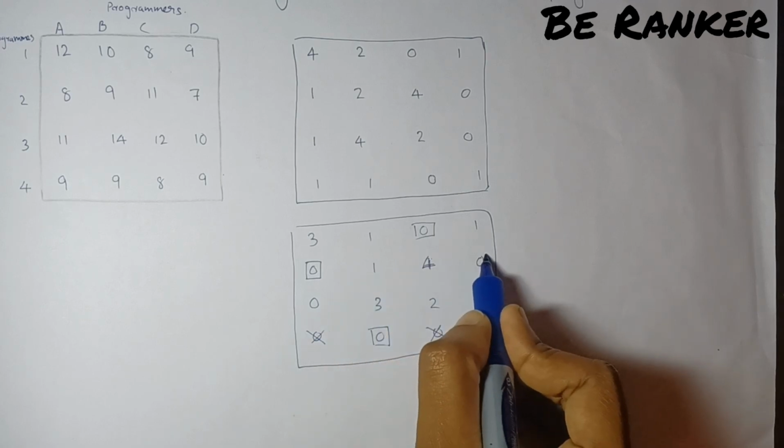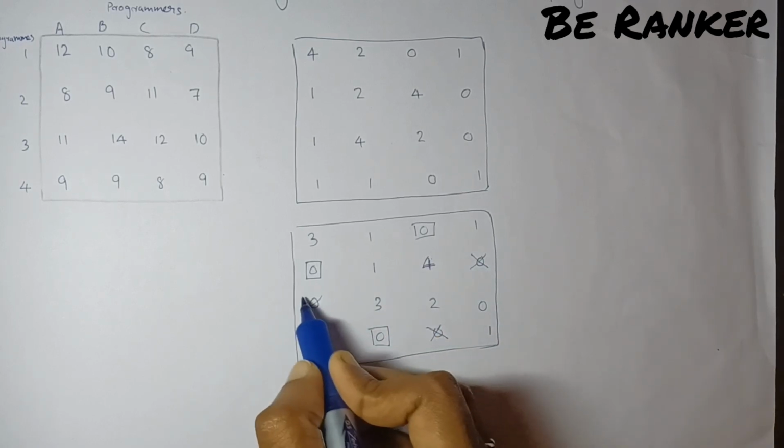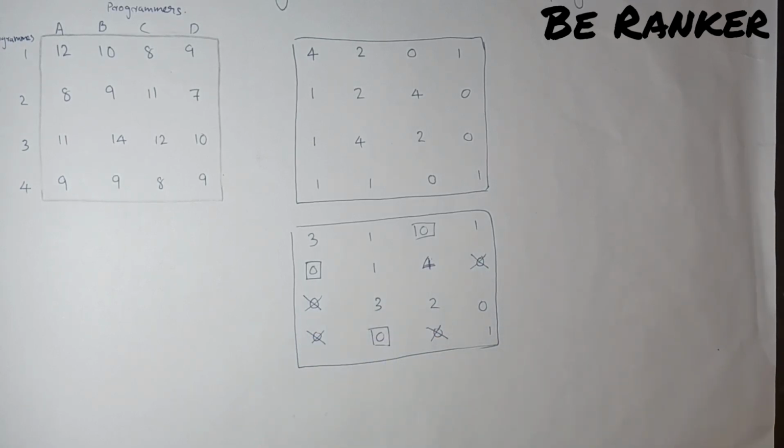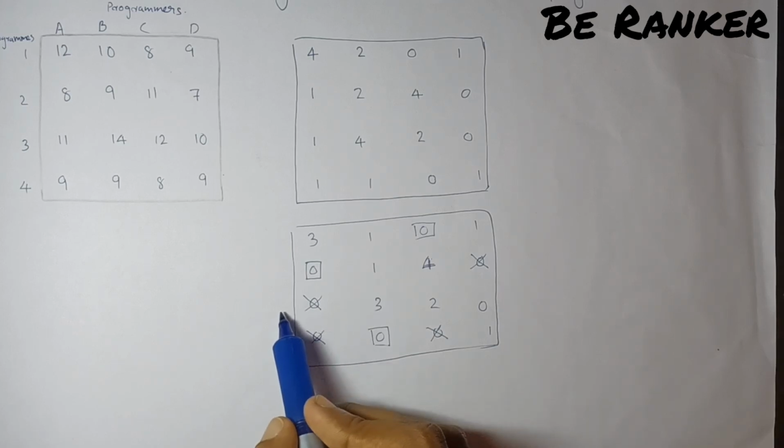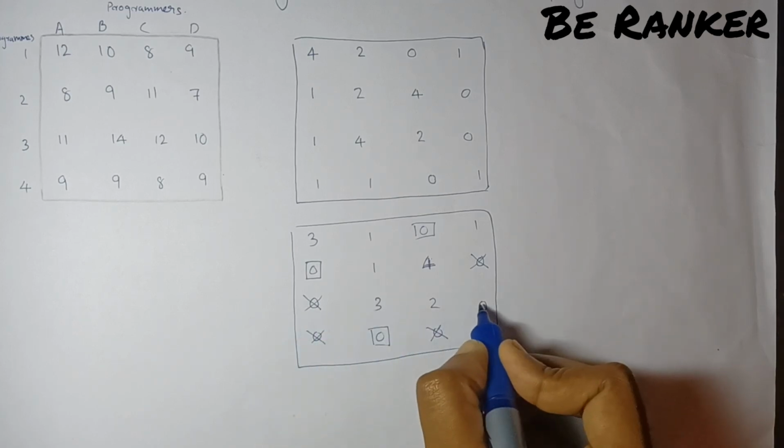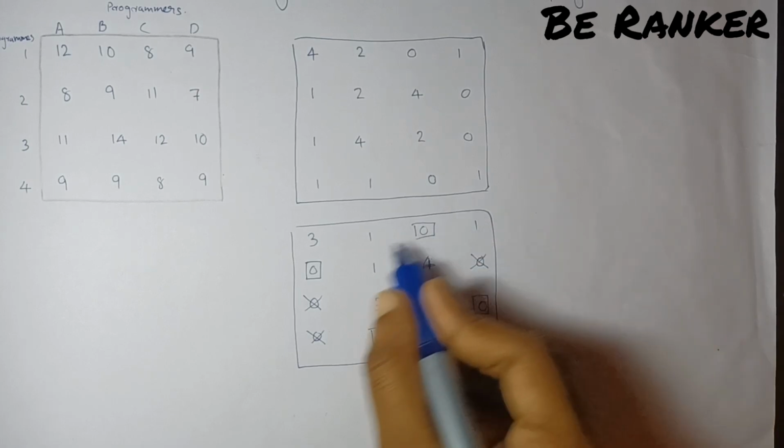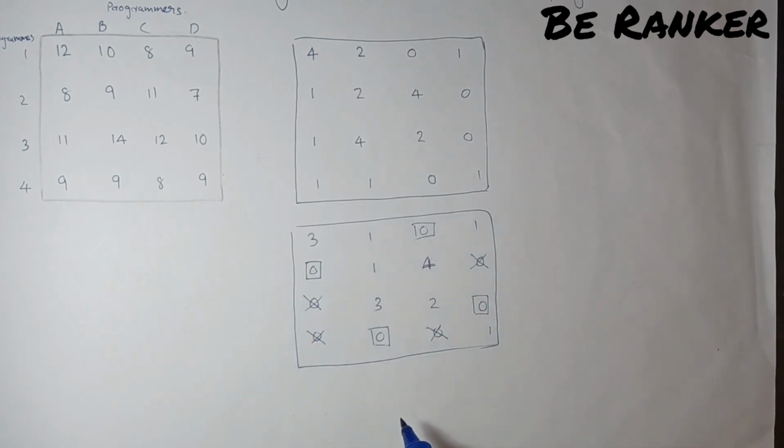That is, here there is one 0, so I closed it, and here there also is one 0, so I closed it. Then in the next row there is only one 0, so I assign this one, and now there are no more zeros. So this is the final matrix.